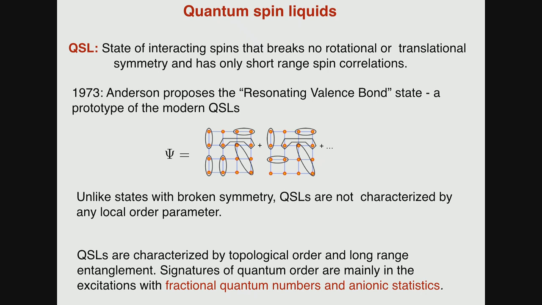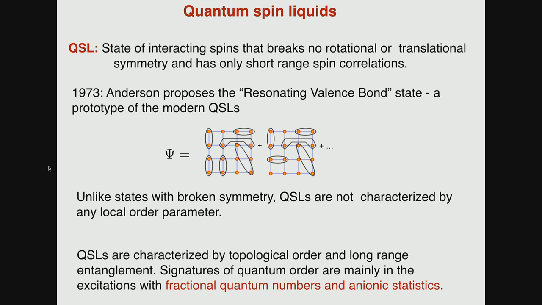But the idea of quantum spin liquid actually traces back to the pioneering work of Anderson, who proposed the resonating valence bond state. This is the prototype of the modern quantum spin liquid. Unlike the states with long-range order, quantum spin liquids are not characterized by any local order parameter, and therefore it's quite difficult to probe them. What are the experimental probes for this state?